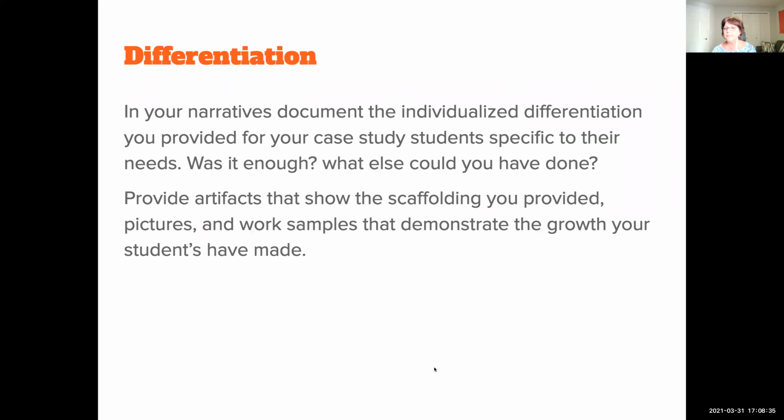And your narrative really needs to outline the individualized differentiation that you provided. And then you want to analyze, was that enough? Did I provide enough differentiation? Sometimes people say, oh my gosh, I provided too much scaffolding. I didn't let them do any of the work, and they were probably capable of doing more. So this is where you're going to really give a talk about that for each student.